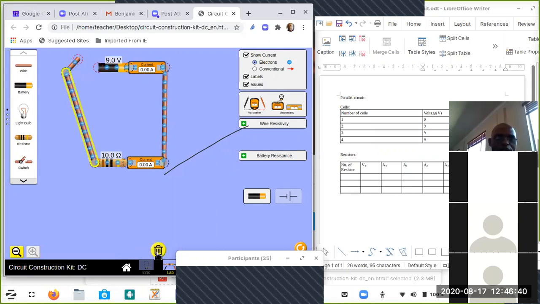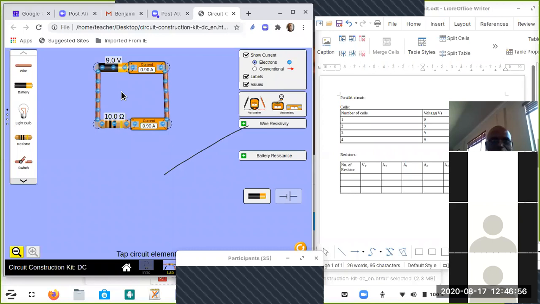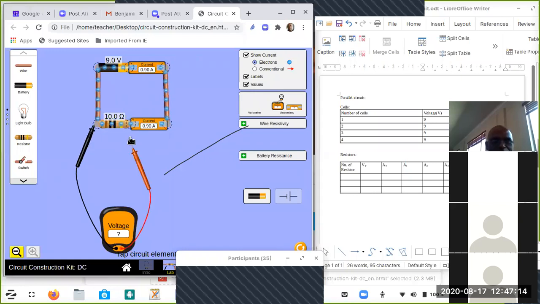By using one resistor, how much voltage is across the source of electricity? How much is it? 0.9. It's 0.9. And the resistance in the circuit is 10. So let's find out how much voltage is across one resistor.